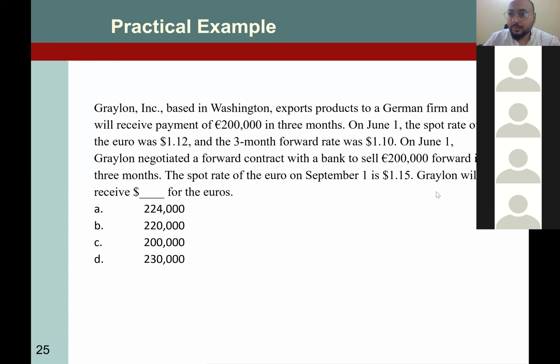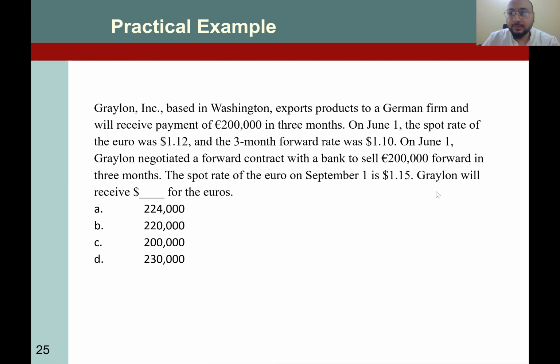Okay, welcome back after the breakout room activity. So we were doing this example. Let's do that together. So Graylon Incorporation, based in Washington, exports products to a German firm and will receive. The best way to solve these kinds of questions is to highlight whether the firm is receiving or paying. It will give you the idea of what the exchange rate risk will be when you receive the money, what your biggest threat or biggest risk is. So you will be getting extra information and speedy information as well.